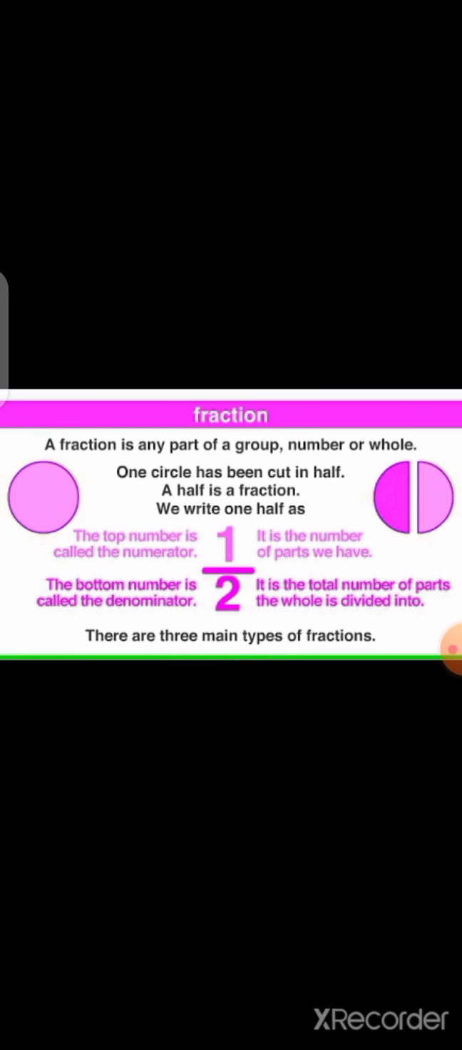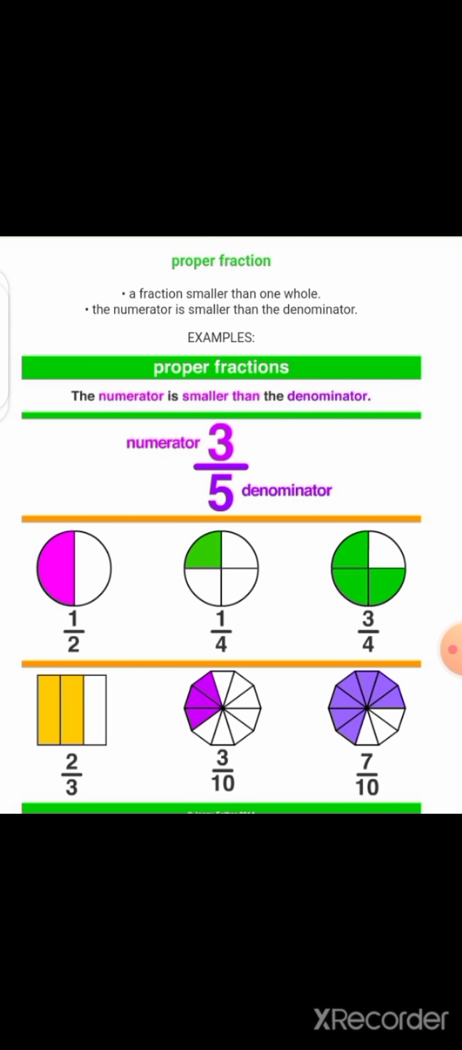Now another kind of fraction is proper fraction. A fraction smaller than one whole, or where the numerator is smaller than the denominator. These fractions are called proper fractions. In 3 over 5, the numerator is 3, the denominator is 5. 3 is smaller than 5. So this is a proper fraction.